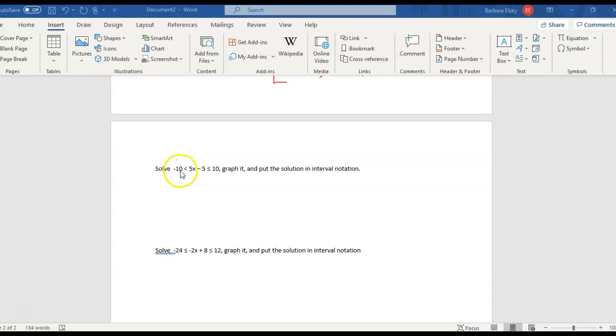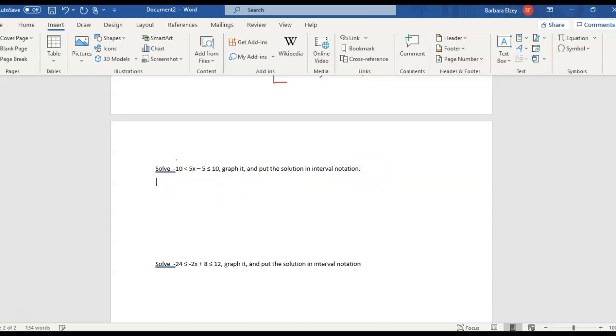Pretend that this negative 10 and this less than symbol isn't here. So if this were covered up over here and you just had 5x minus 5 is less than or equal to 10, we would solve it like the previous problems we had, and we would add 5 to both sides, to this side and to that side. Well, since we have actually 3 sides, we're just going to add 5 to all 3 sides.